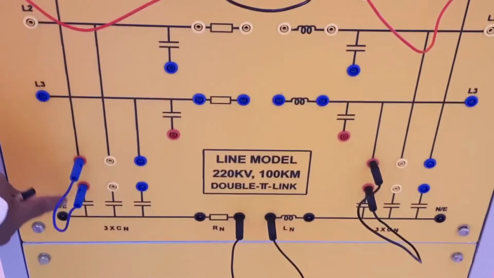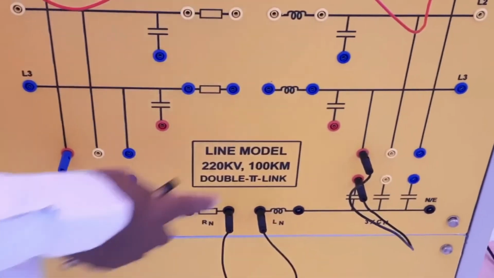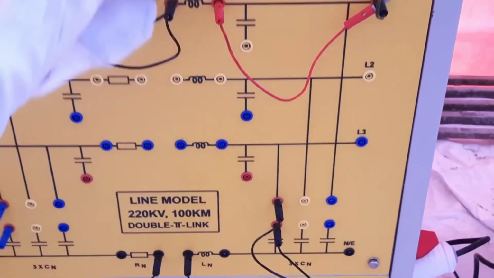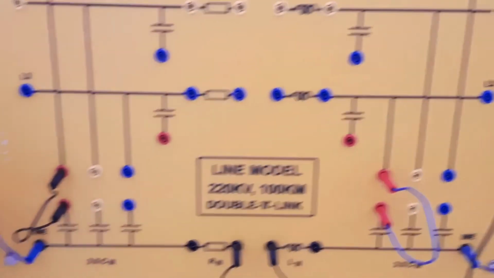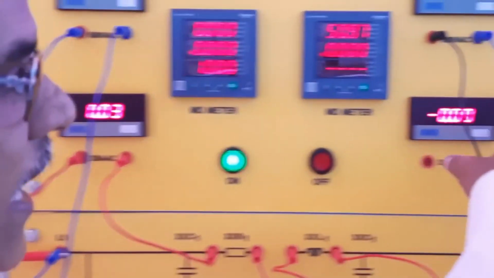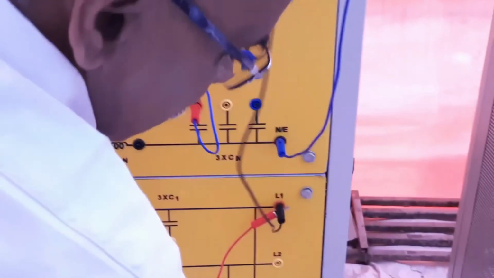Similarly, between line to neutral I have connected this capacitance. Here also between line to neutral I have connected one capacitor. Here also another, the third one. This is the fourth one. All neutrals have been shorted internally. I have connected one voltmeter across my input and another voltmeter across output.